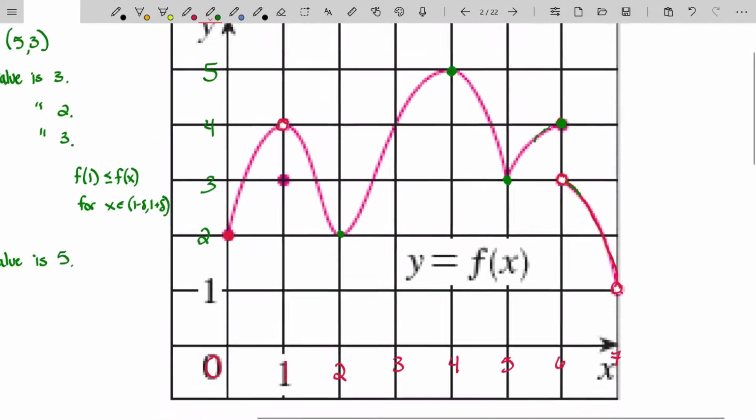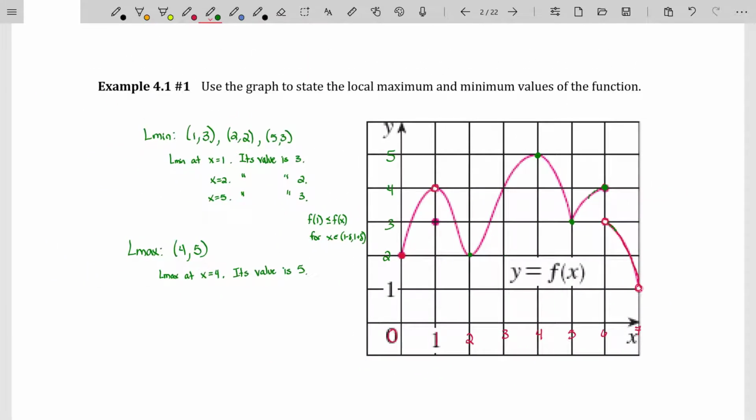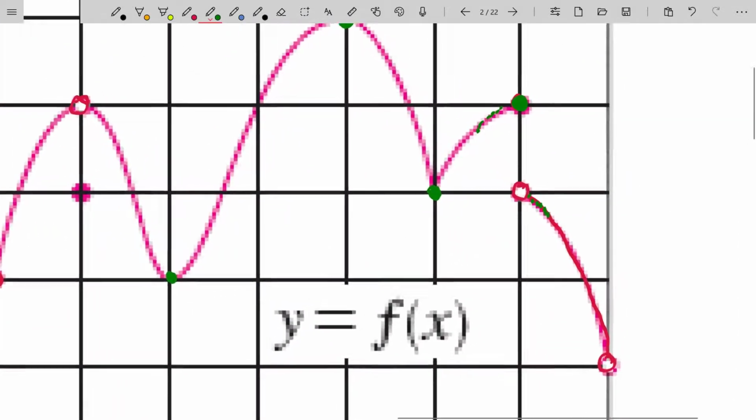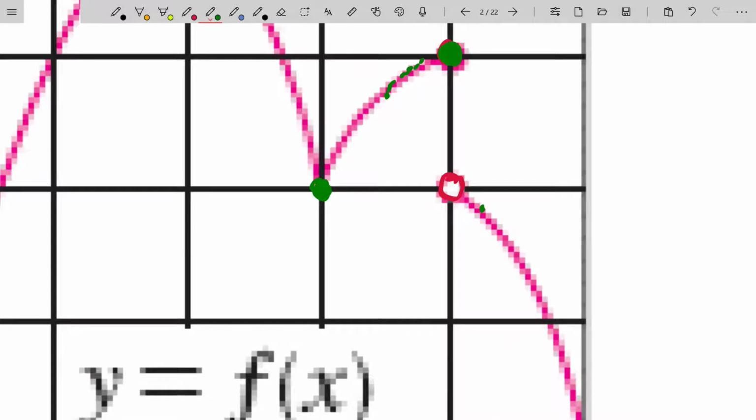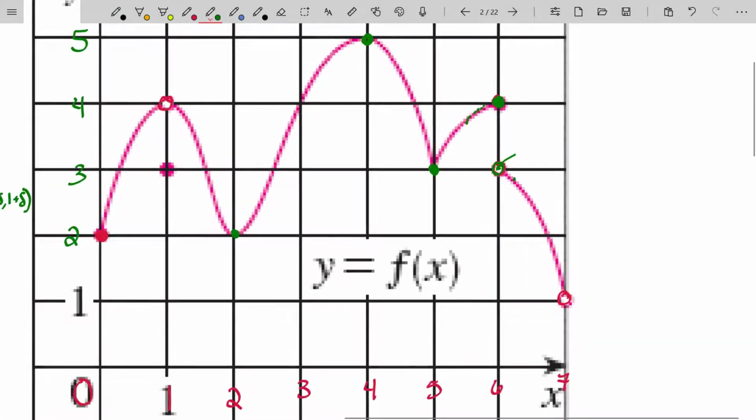It occurs at 6, 4. So local max at 6, 4. Again, at x equals 6, its value is 4. All right, just do that. By the way, I know somebody's going to ask, well, what if I want to stand here? You would fall through the earth because the function is not defined to have that y value. At x equals 6, the function value is there. So you have no function to stand on right here.